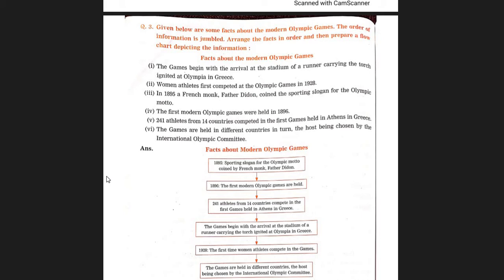Students, facts on your screen. Facts about the modern Olympic Games. Number 1. The game begins with the arrival at the stadium of a runner carrying the torch ignited at Olympia in Greece. Number 2. Women athletes first competed at the Olympic Games in 1928.